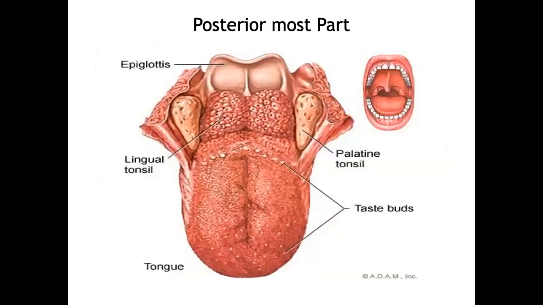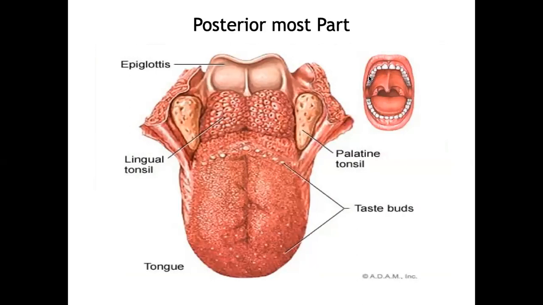glands. Now see here, the posterior most part of the tongue cannot be seen here, but what you can see is, when you open the oral cavity, only the dorsum of the tongue. Okay, dorsum of the tongue and anterior 2/3 of the tongue.